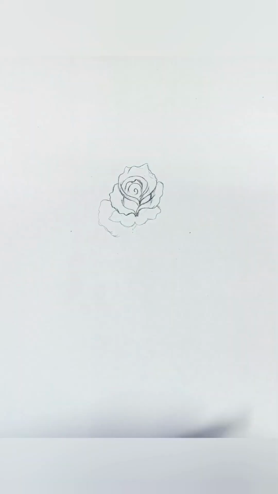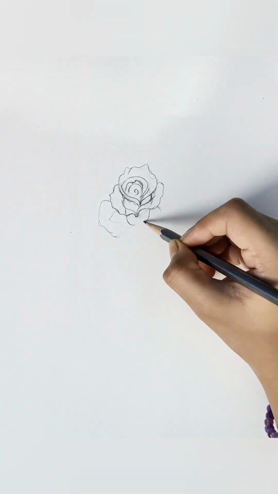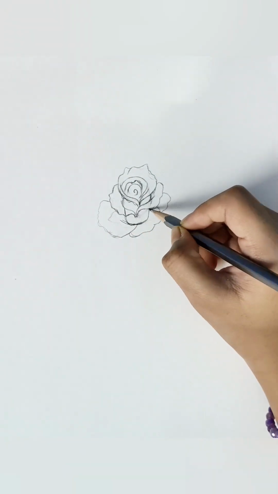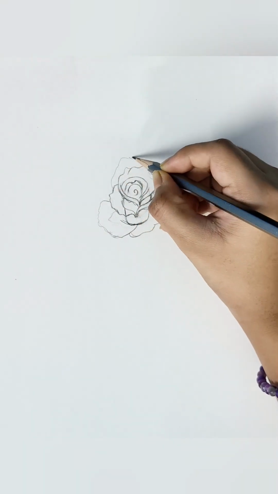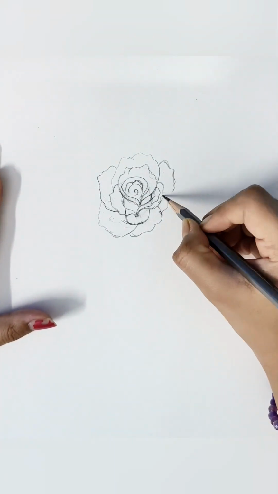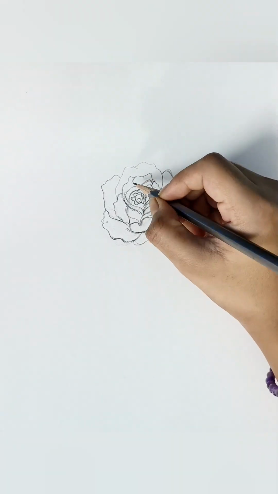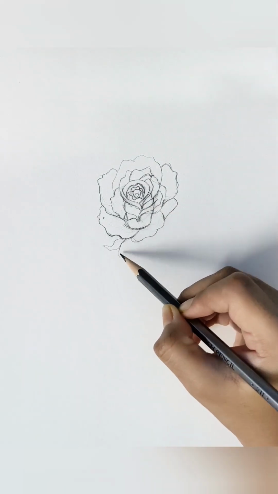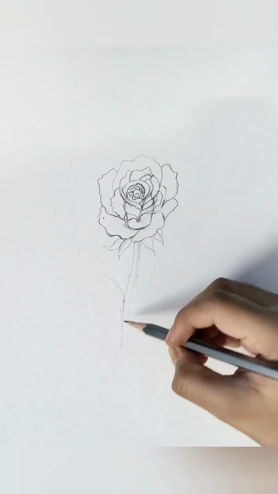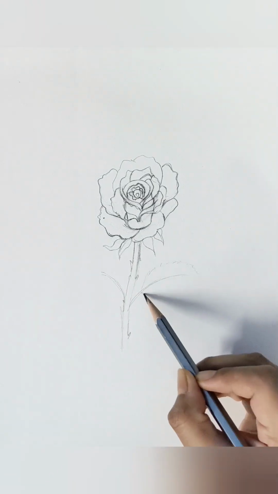Now draw the outermost petals to complete the flower shape. Next, add a few small leaves at the bottom of the rose and draw the stem with the small spikes or thorns. And lightly sketch the leaves. We will detail them later during the shading.